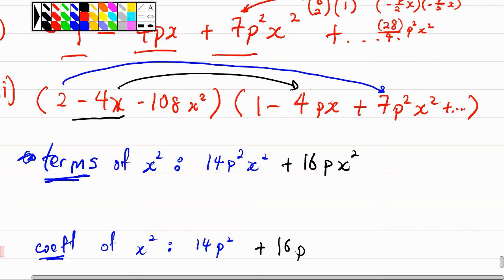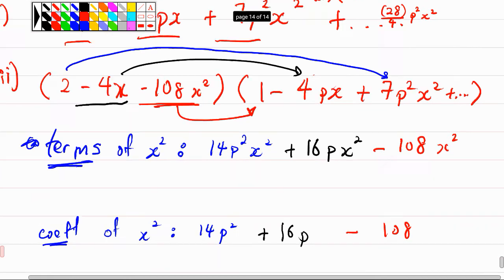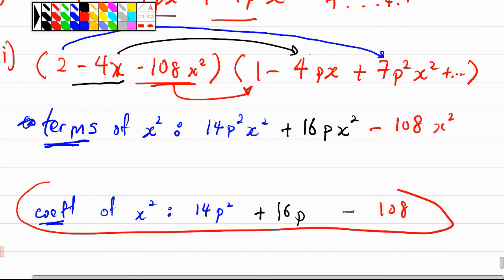Last one. I need an x squared. So this one must multiply by 1. So I will have minus 108 x squared, or you just write 108. So that's the answer already. Need to simplify? Which one is the answer? This is the answer. If you write the term, you have to write the coefficient later, because they say they want the coefficient only. So this is the answer. Next one.